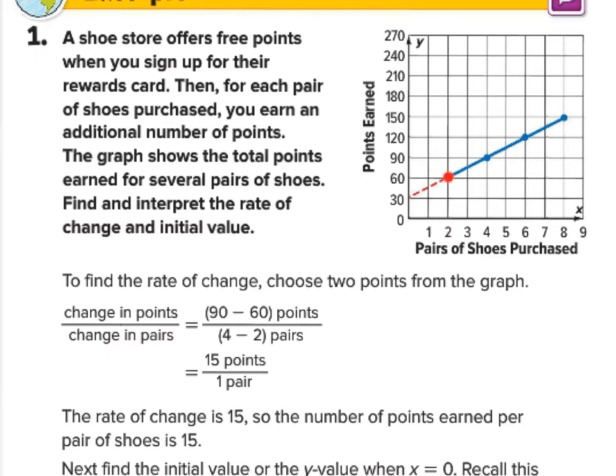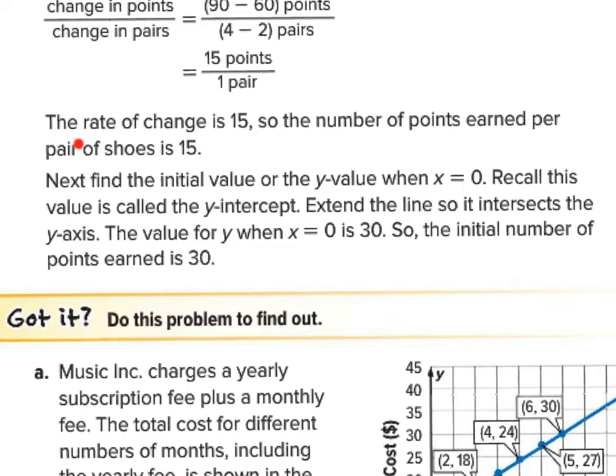So if I move in the other direction, I'll see that I start off with 30 points right off the bat. So when you sign up for the rewards card, the shoe store offers free points. How many? 30. There we go. To find the rate of change, choose 2 points. So y2 minus y1, x2 minus x1. And you can see that right there. So it's 15 points per pair, as I mentioned. Therefore, the rate of change is 15. So the number of points earned per pair of shoes is 15.